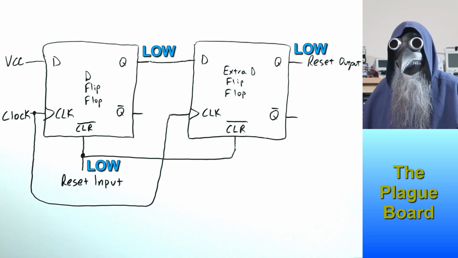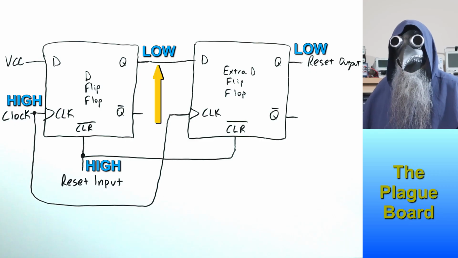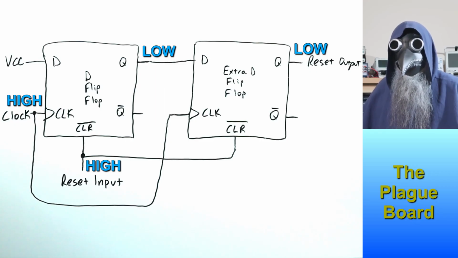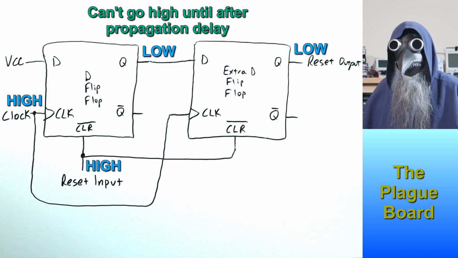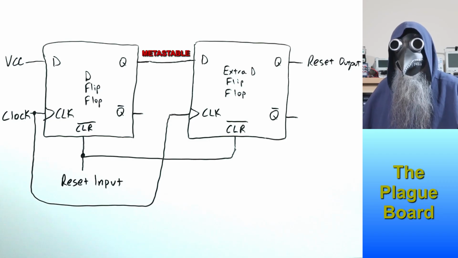Now we know that even if the clock goes high at the same time that the reset goes high, it won't matter for the second flip-flop since its D input is low. Either way, it'll clock a low to its output. The problem can occur during the second positive transition of the clock. Let's suppose the output from the first flip-flop is metastable.